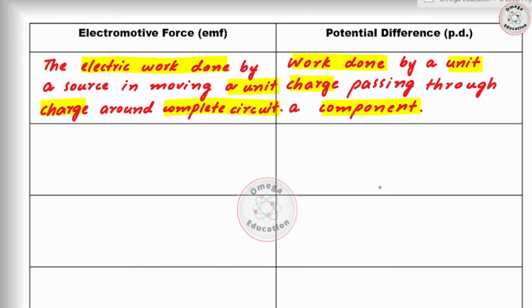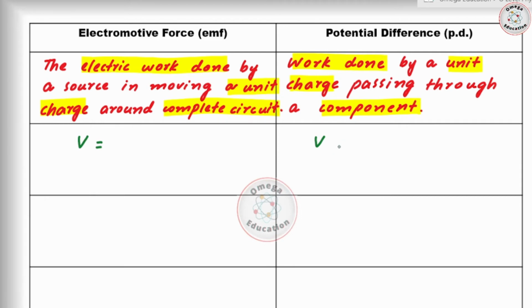Now, the other thing is the formula. Electromotive force is represented by the symbol capital V. Potential difference is also represented by the symbol V. Both of them are represented by the same symbol. Sometimes you can represent EMF by EMF, and in short form potential difference by P.D., right? But in terms of the quantity, the symbol is capital V.